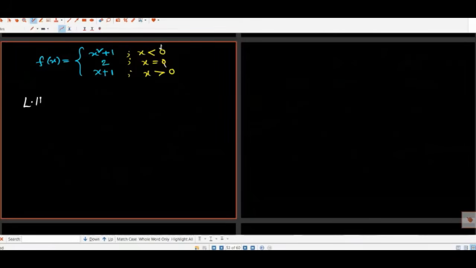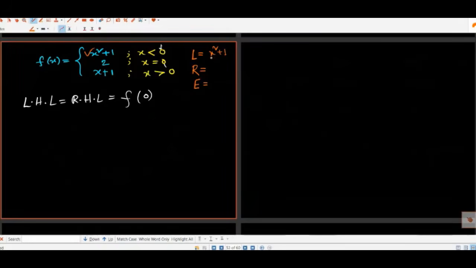Our target is to find left hand limit, right hand limit, and functional value at 0. So just like the previous problems, we need to find which function is the leftward function, which function is the rightward function, which function is the equal function. We can understand that there are 3 pieces here. That's why it is called piecewise defined function. So which one will be the leftward function? Obviously, x squared plus 1.